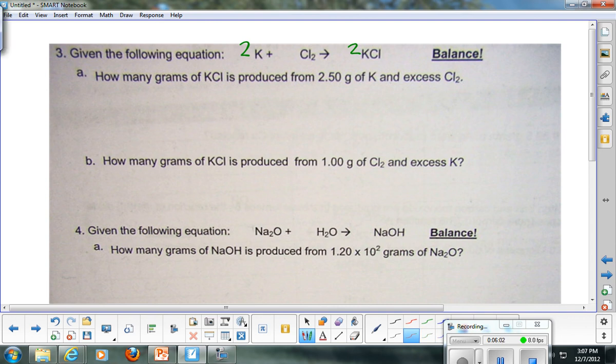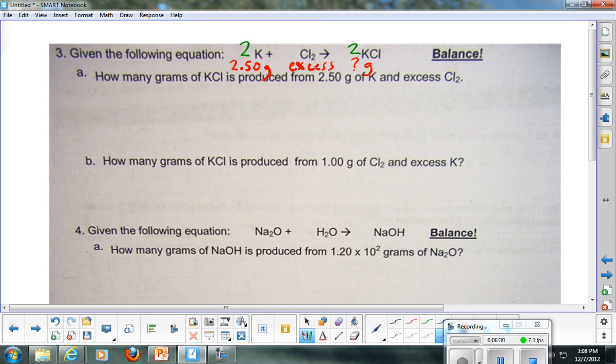So how many grams of KCl? Question mark, grams. Is produced from 2.50 grams of K, and excess Cl2, excess. Now excess just means I don't need to worry about the Cl2. So, starting a factor label with what I've been given.